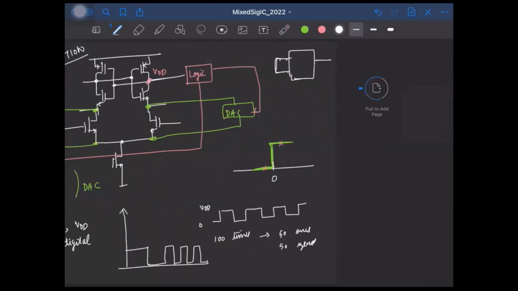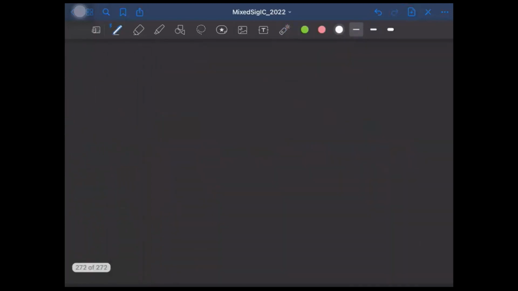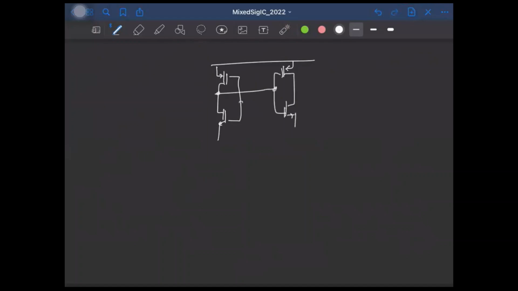Now we can follow a similar procedure to counter dynamic offset also. Remember, dynamic offset occurs due to the mismatch in the capacitors. So let's say these are the cross-coupled, back-to-back connected inverters, and we saw in the last class that mismatches in these 2 capacitors will result in dynamic offset.